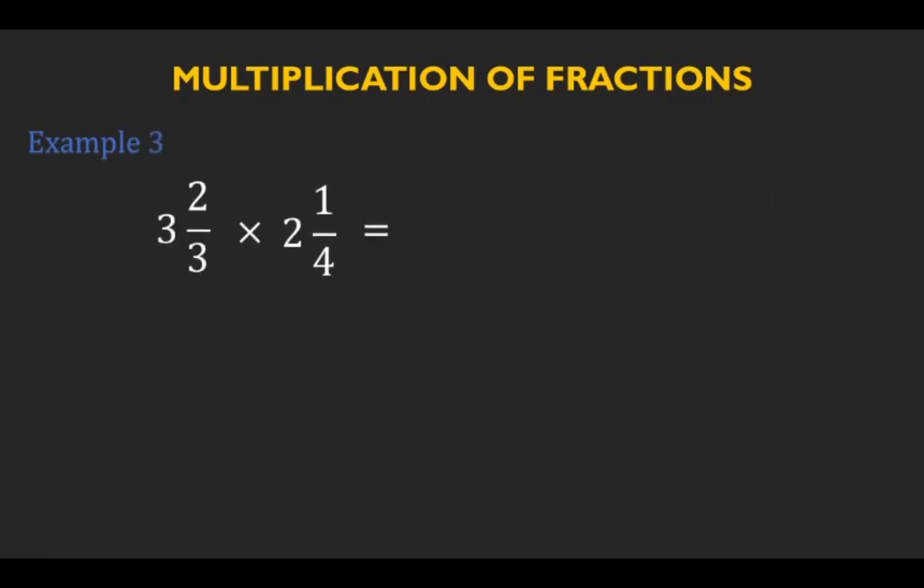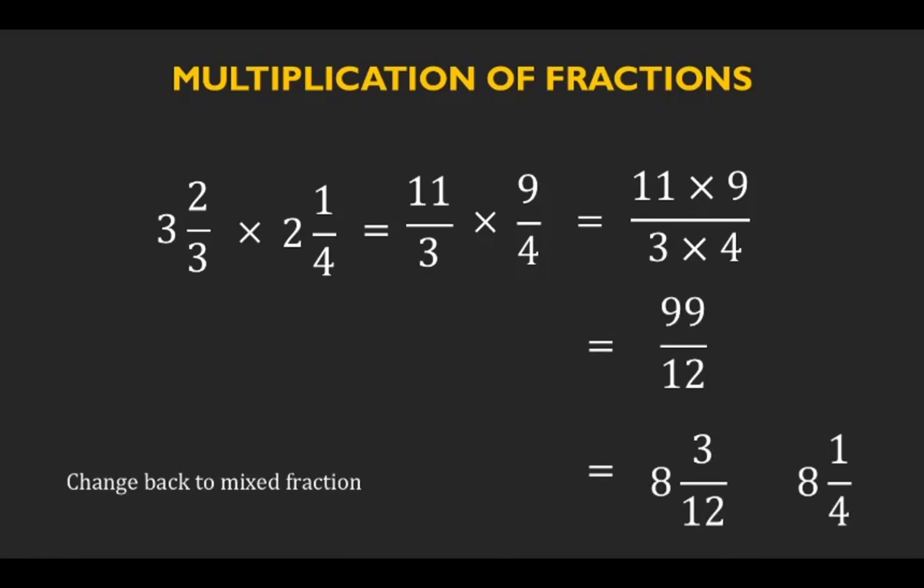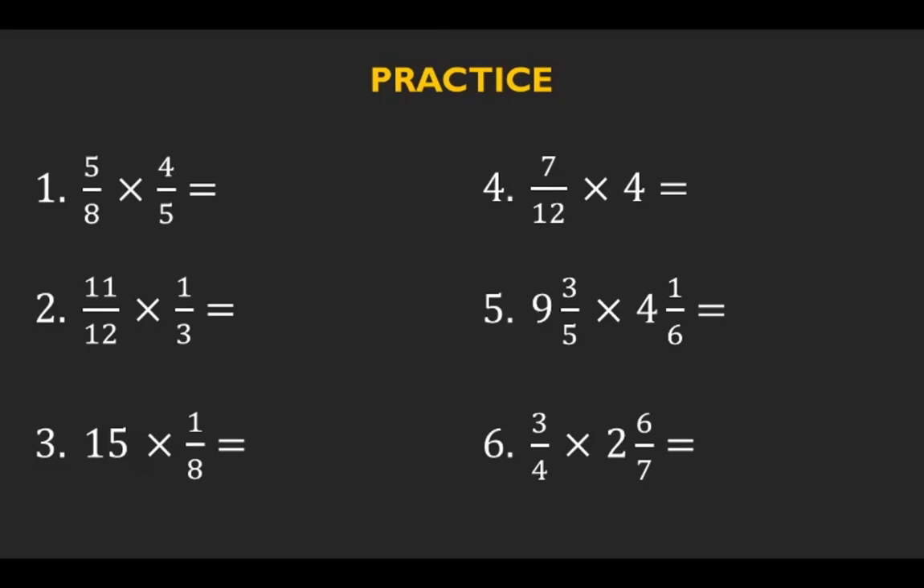Example number 3, multiplying mixed fractions. First, we have to change the mixed fractions into improper fractions. Then, we multiply the numerators and multiply the denominators. We get an answer and change it back to mixed fractions and simplify. Now your turn. Multiply the following fractions. Pause the video and answer the following. Then, play the video again to see the answers.